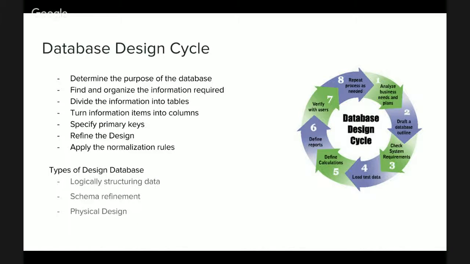The database design cycle: the first is to analyze business needs and plans, as we can see in the picture. That is to determine the purpose of the database, organize the information required, divide the information into tables, turn information items into columns, specify primary keys, refine the design, and apply the normalization rules. There are three types of database design. The first is logically structuring data. The second is schema refinement. The third one is the physical design.